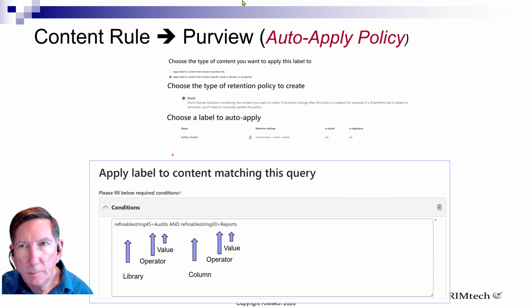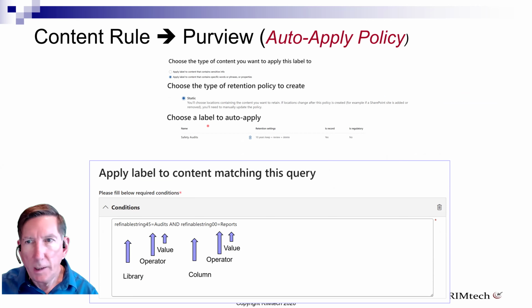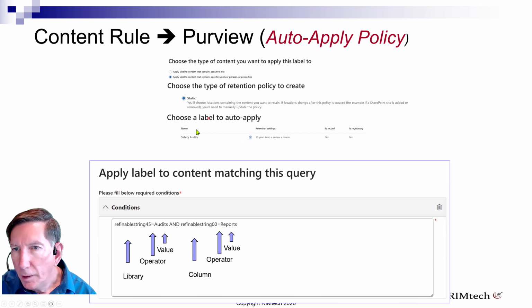Here's what it looks like in Microsoft Purview. They call these content rules auto-apply policies. Now, in Purview, a retention rule, the right-hand side, is called a label. The label here is safety audits, 10 years, review, and delete. So how do you apply that label to what content? Well, here's how you do it down below.